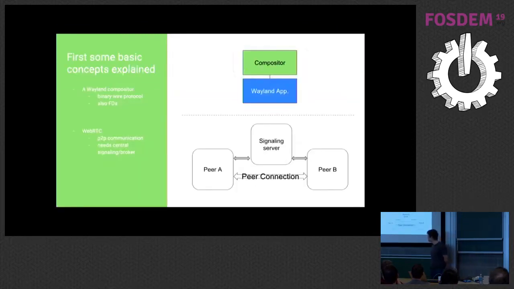Now, first some basic concepts explained. I guess most of you are already familiar with what Wayland is. For those who are not, Wayland is basically a display server and window manager in one. It's the successor of X. It's a classic client-server architecture. It usually runs, well, it always runs on the same machine, except for this case, of course. And all communication in the Wayland protocol happens through a binary wire protocol. The protocol itself is actually defined in XMLs.